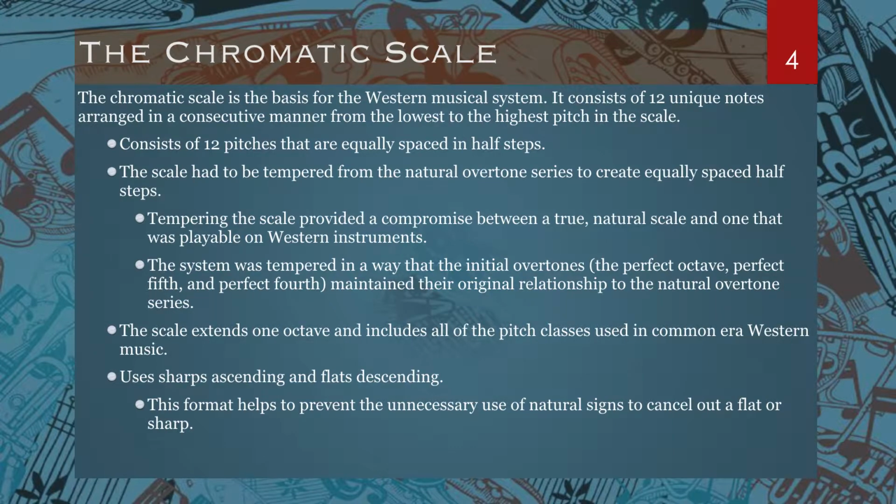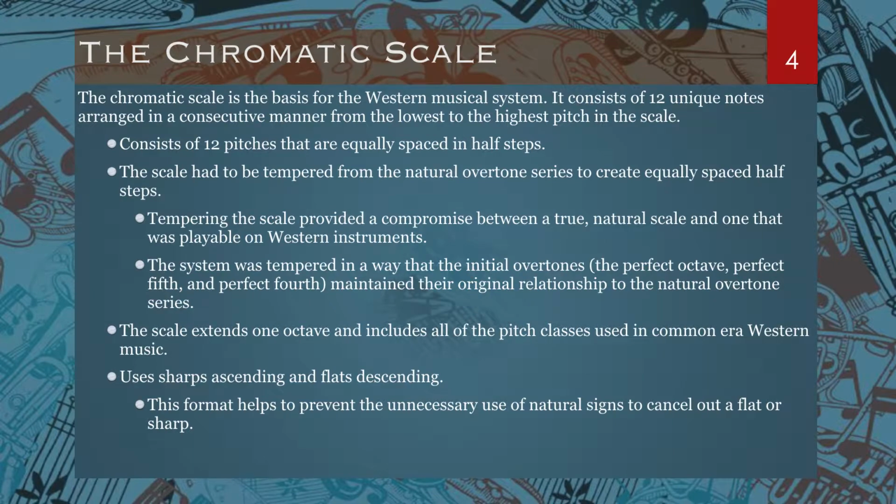So the chromatic scale is the basis for the Western musical system. It consists of 12 unique notes arranged in a consecutive manner from the lowest to the highest pitch in the scale. So these 12 pitches are equally spaced in half steps. If you remember the piano keyboard, moving from one key to the next, from a white key to a black key to another white key, or in some cases from a white key to a white key if there is no black key in between. Every time you move from one key to the next one, it's a half step.